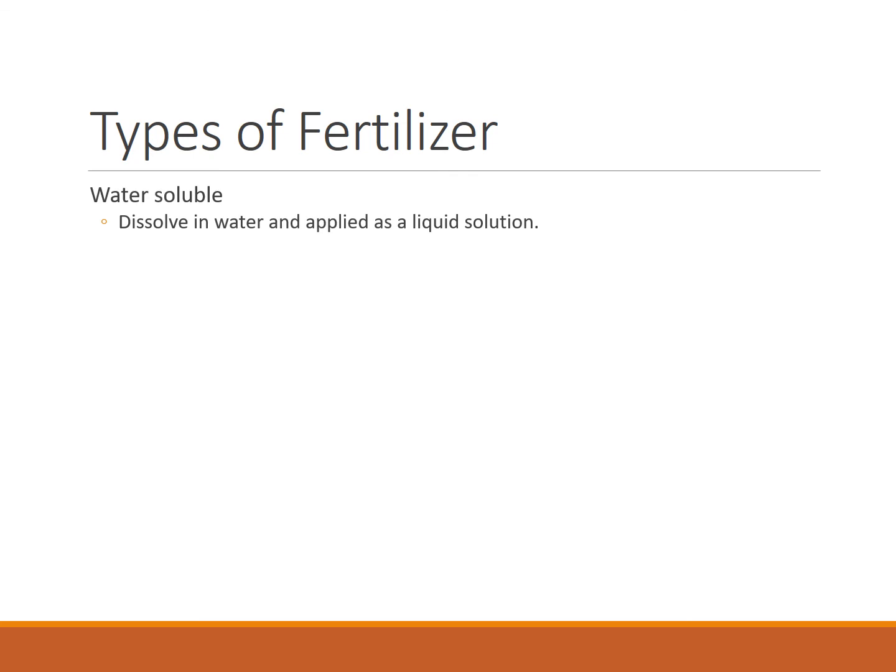Types of fertilizer. There are some fertilizers that are water soluble, which means that these are powders that can be dissolved in water and they're applied to plants as a liquid solution. Other fertilizers are granular. These are applied as granules to the soil surface or to the surface of a potting medium if the plant is growing in a pot. Many granule fertilizers are slow-release fertilizers, which means that over the course of several months, they slowly release their nutrients into the soil or potting medium.